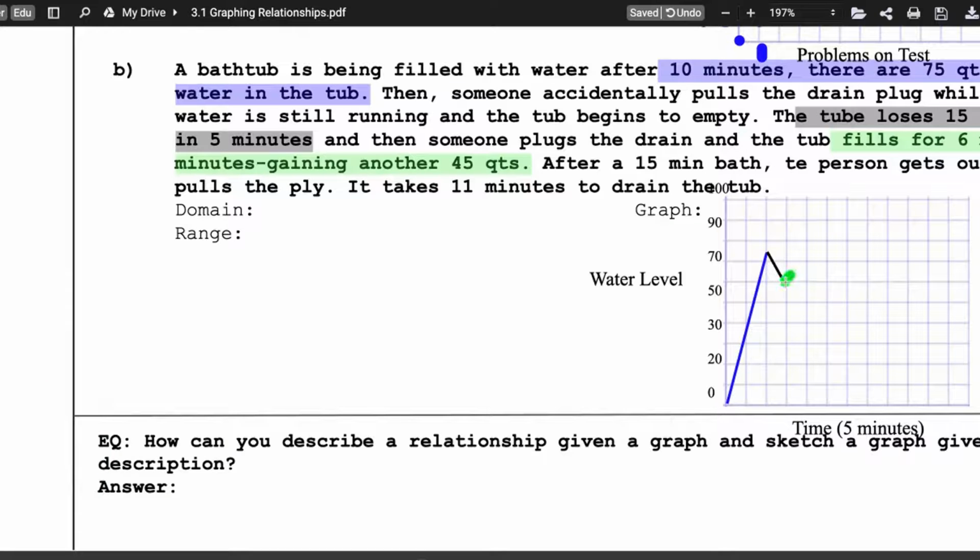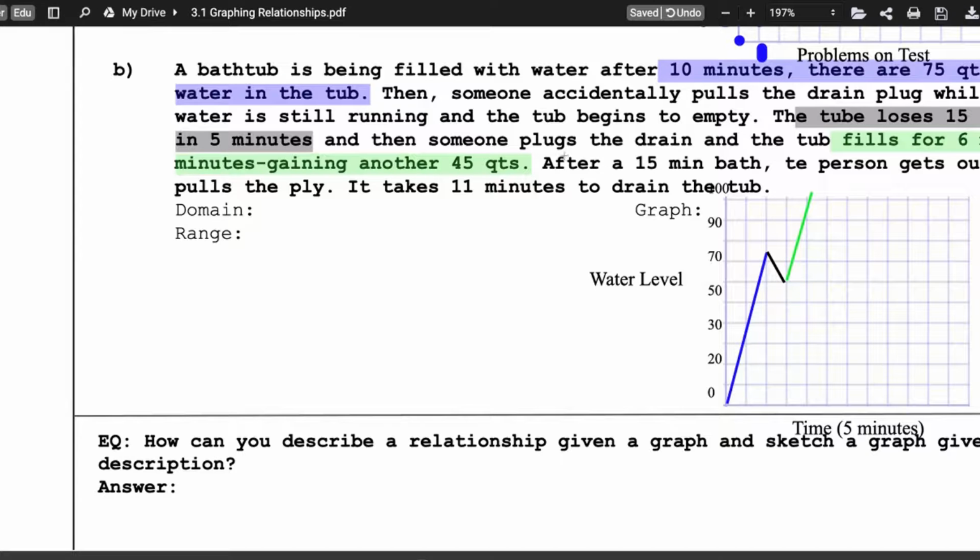So 6 minutes is, oops, that's the wrong one. Sorry, 6 minutes is going to be a little bit weird because it's going to be past 5. So just a little bit past here, and it fills 45 quarts. So 6 minutes is over here on the x-axis. That's 15 plus 6, which is 21. So I'm about 21 right now. And then if I'm adding 45 to 60, I'm going to get 105, which is actually off of my chart. About right there.